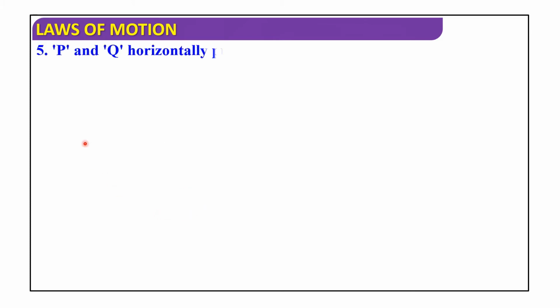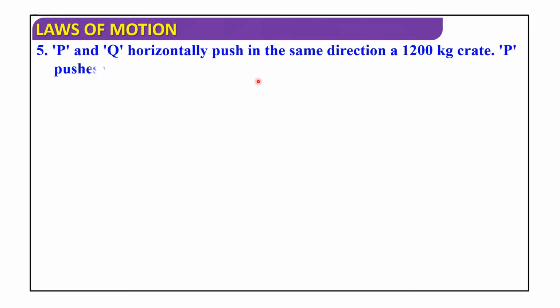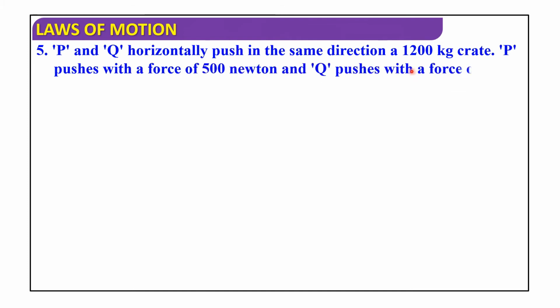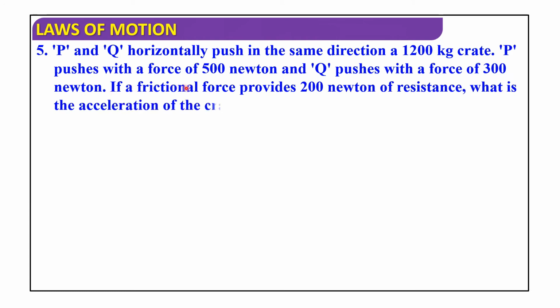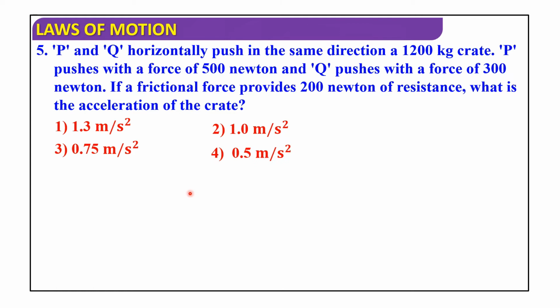Next one. P and Q horizontally push in the same direction a 1200 kilogram crate. P pushes with a force of 500 Newton and Q pushes with a force of 300 Newton. If a frictional force provides 200 Newtons of resistance, what is the acceleration of the crate? Let us discuss. Now let us go to the solution.